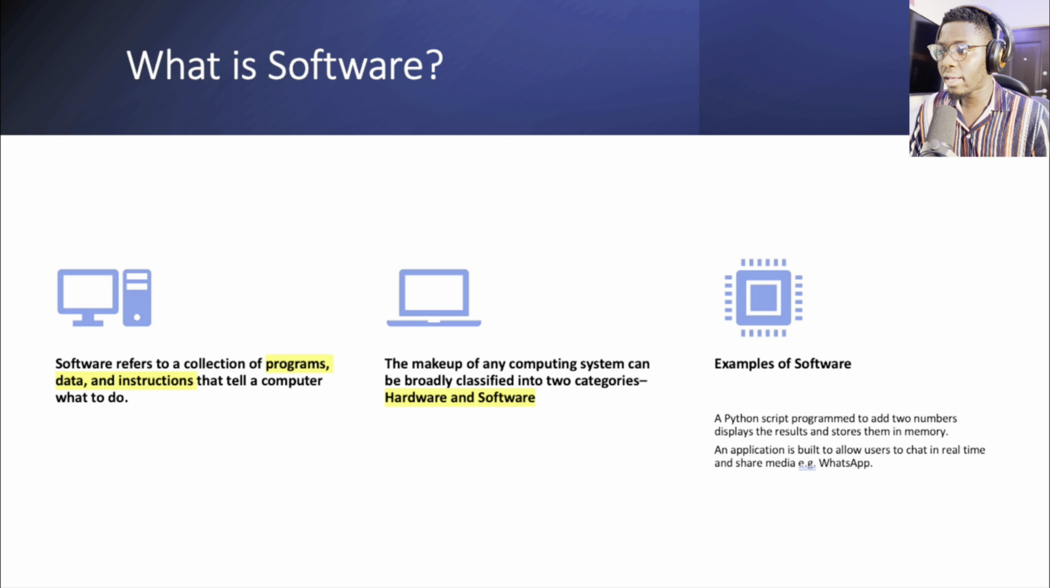Another example is WhatsApp. WhatsApp is an application that was built to allow users chat in real time. So the data here could be the text you're sending, the media files you're sending, and the instructions would be, okay, send this message, put this on the status and all of that.